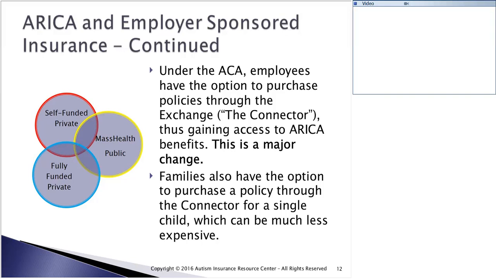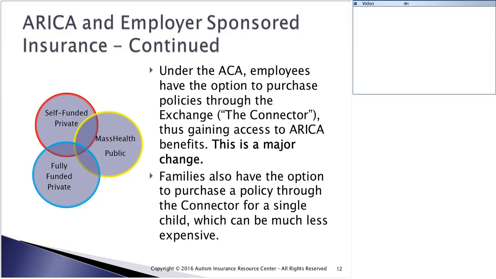Employees have the option of getting insurance through their employer or the connector. And for many, many people, it is much more cost-effective to get it through your employer because they often cover a large portion of the premium, and the portion that the employee pays is pre-tax. If you go to the connector, you're paying for that policy 100%, and it's not tax deductible. But what a family can do is purchase a policy from the connector just for an individual child, which can be much less expensive.